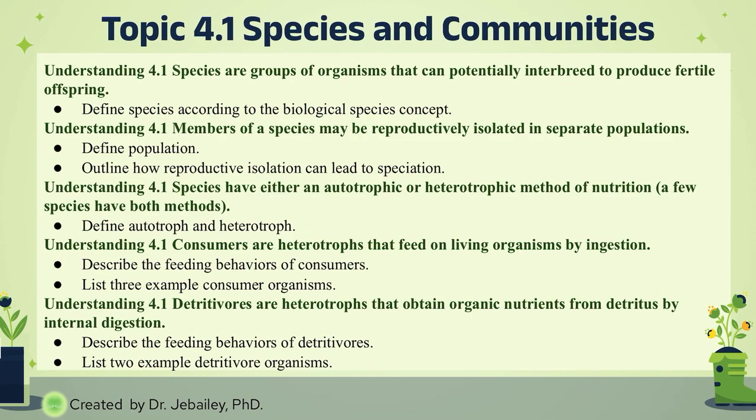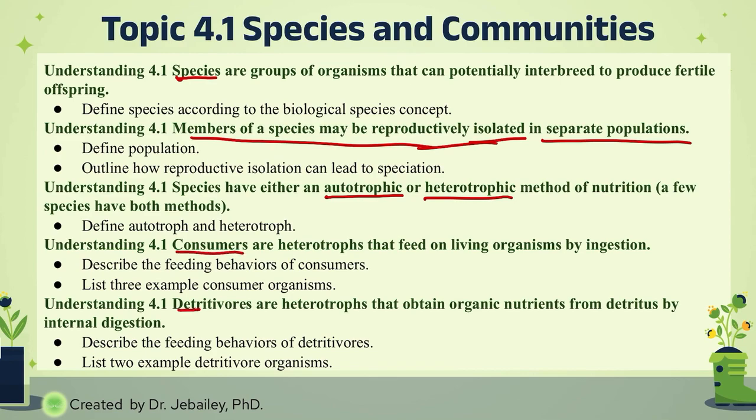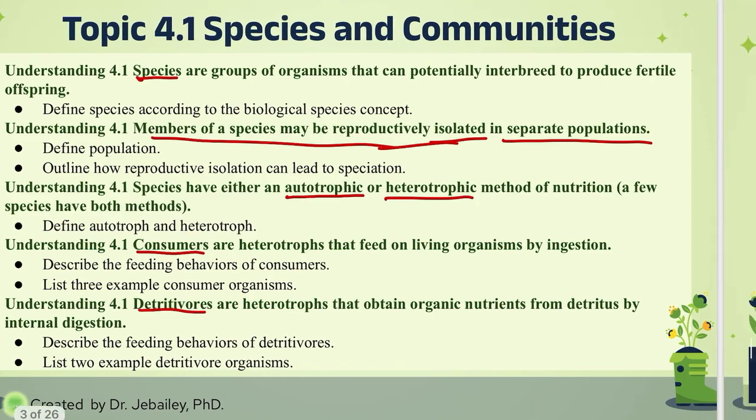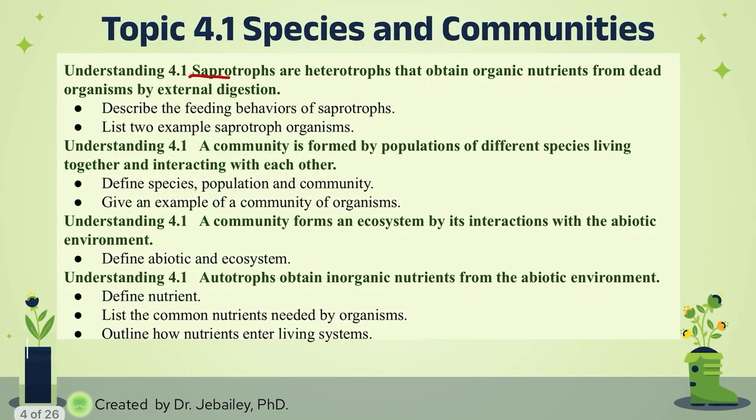We're going to learn what the species is all about. We're going to talk about how the members of a species have to go through reproduction in order to continue the generations. We're also going to talk about how sometimes they are isolated, and that means separating their populations. We're going to talk about whether they are autotrophic or heterotrophic, their ways of nutrition, how the consumers eat their food, how the detritivores get their food too, as well as the saprotrophs, what are they, what do they do, how do they eat.